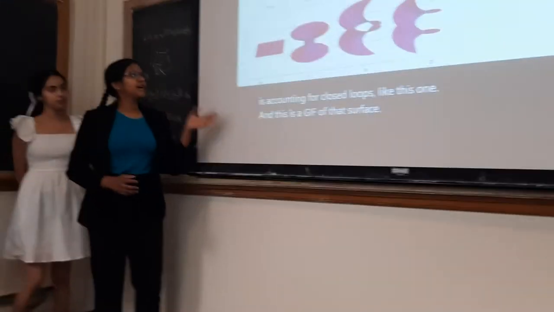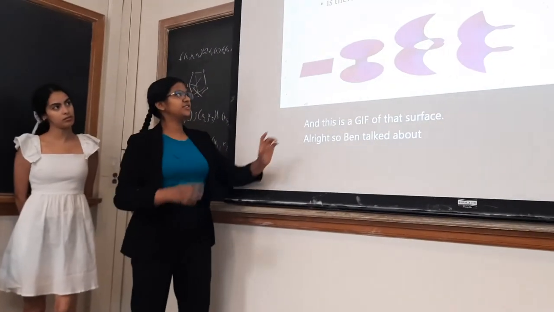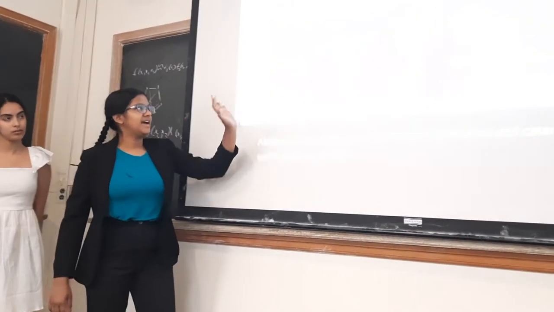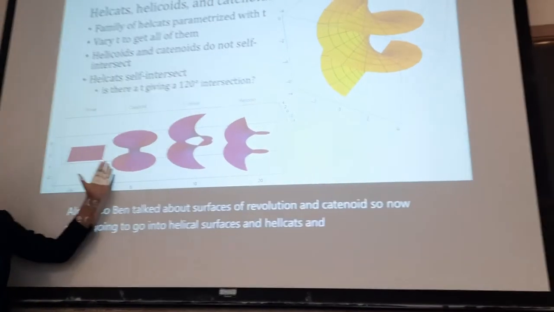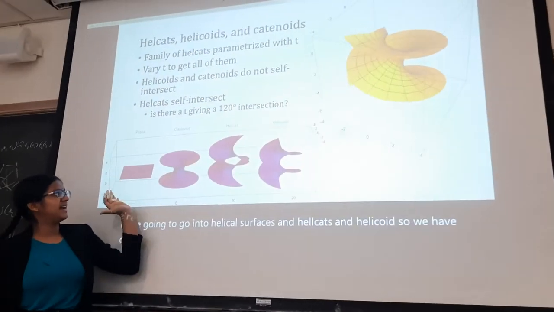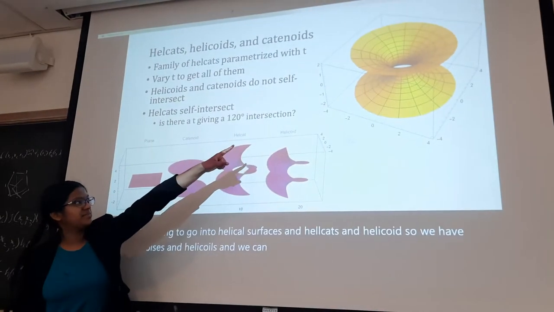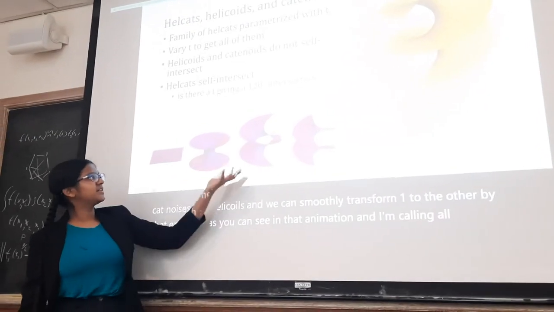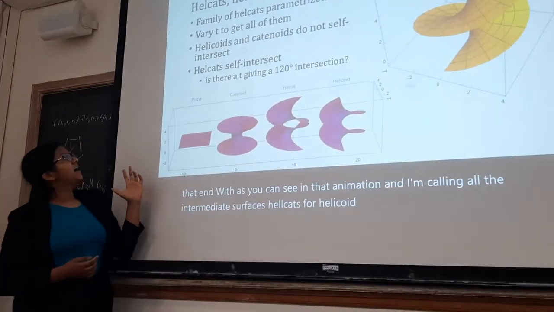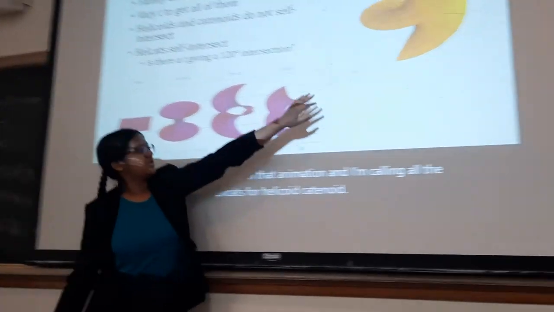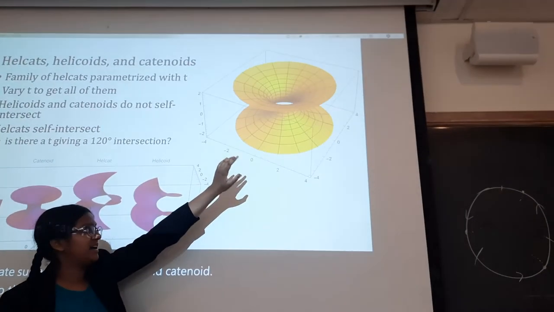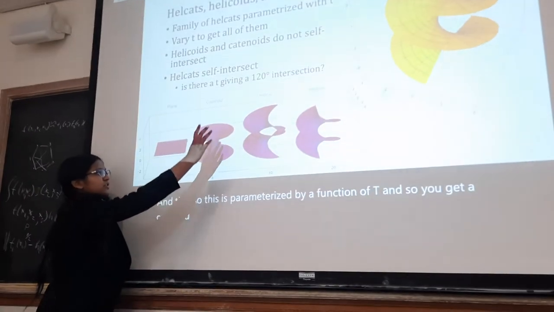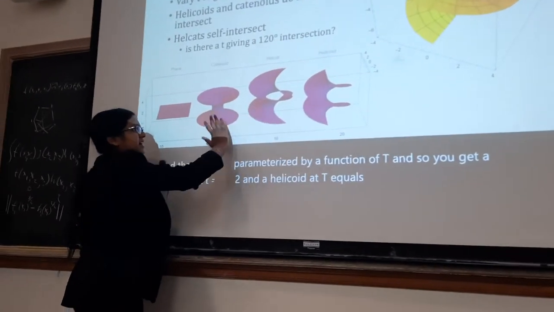All right, so Ben talked about surfaces of revolution and catenoids. So now we're going to go into helical surfaces and helicats and helicoids. So we have catenoids and helicoids, and we can smoothly transform one to the other, as you can see in that animation. And I'm calling all the intermediate surfaces helicats, for helicoid catenoid. Parametrized by a function of t, you get a catenoid at t equals pi over 2 and a helicoid at t equals 0, and all these helicats in between.